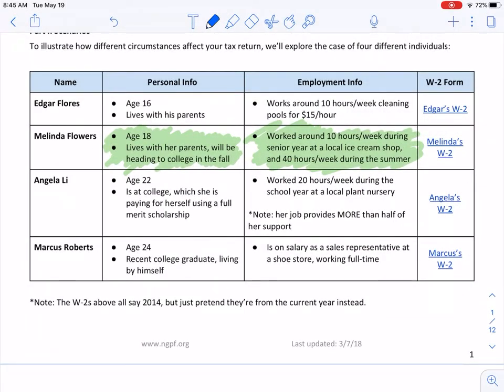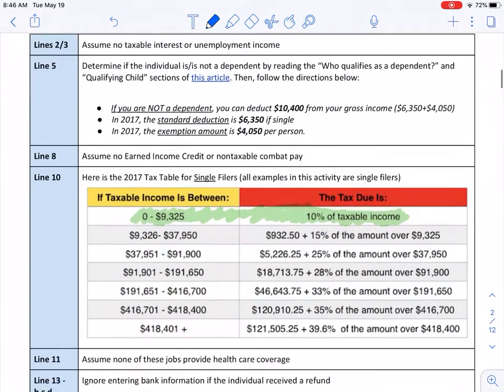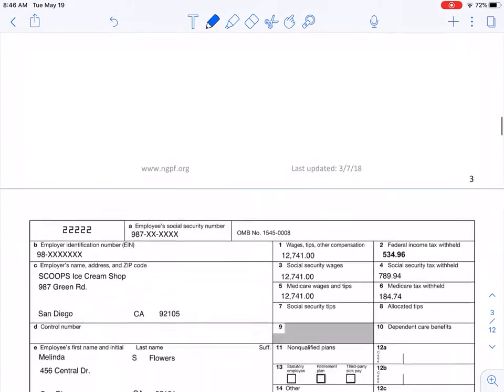All right, today we're going to be talking about Melinda Flowers. She is 18, she lives with her parents, and will be heading to college in the fall. She worked around 10 hours a week during senior year at a local ice cream shop, and 40 hours a week during the summer. So let's take a look at her W-2.